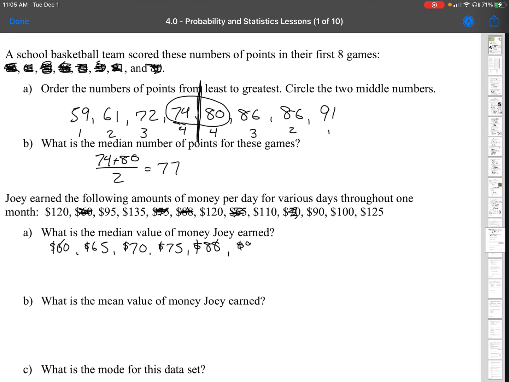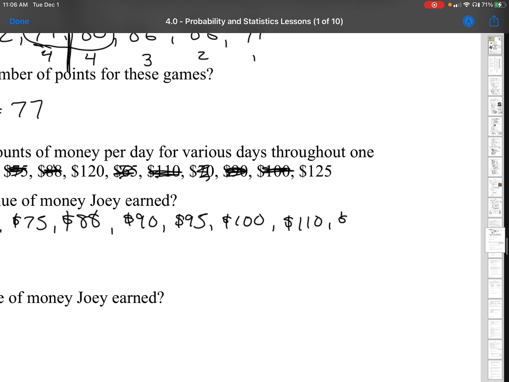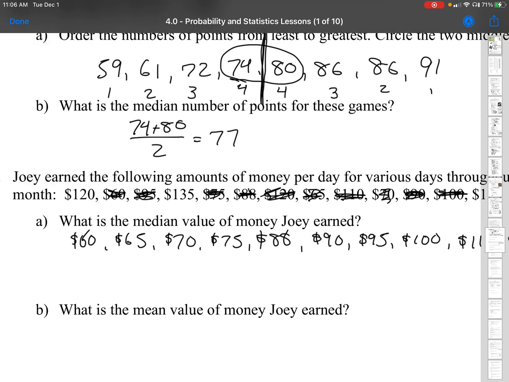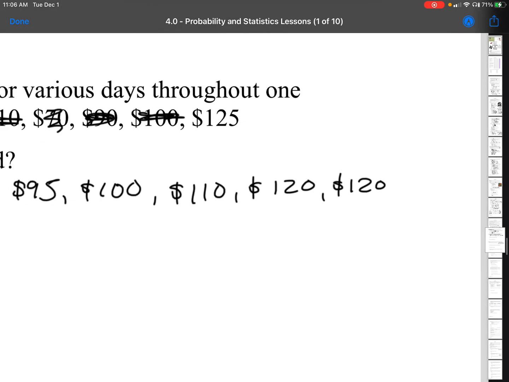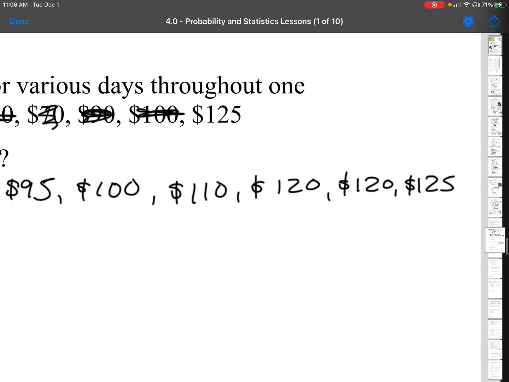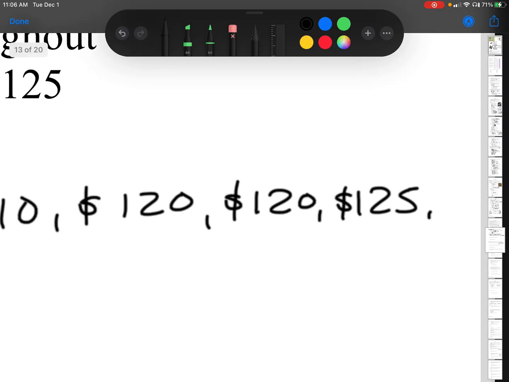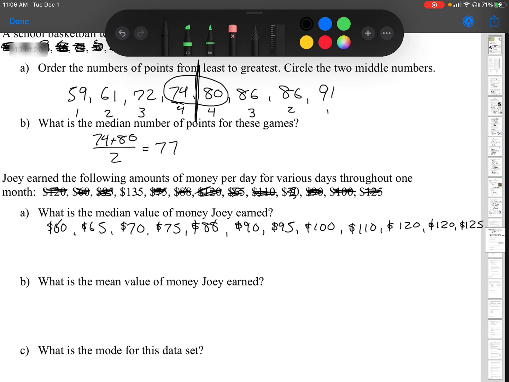and then 90, and then 95, then 100, then 110, and then we've got 120. We've got another 120 just over here. And then we've got a 125. And there's the 135 as well. Just about ran out of room. Like so.